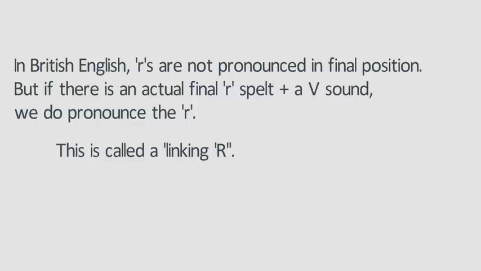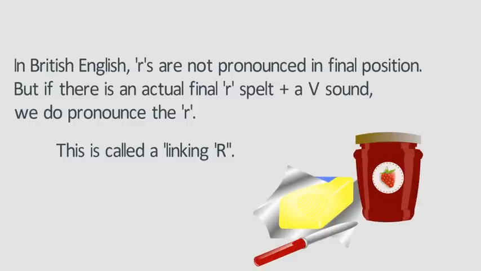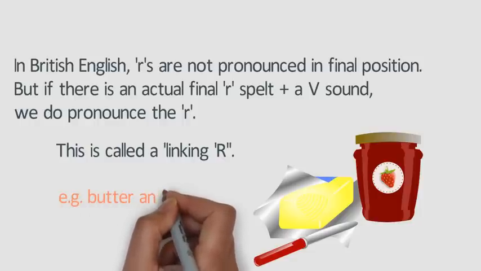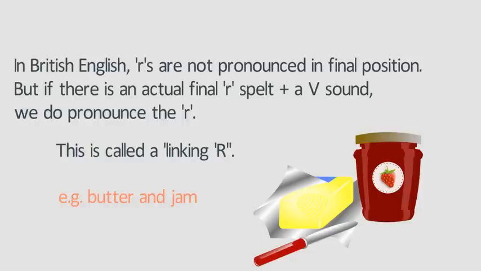For example, take the phrase butter and jam. In isolation, we wouldn't say the final R in butter, but as we have a vowel right after in the spelling, we actually say it to connect both words more easily. Butter and jam. Butter and jam.